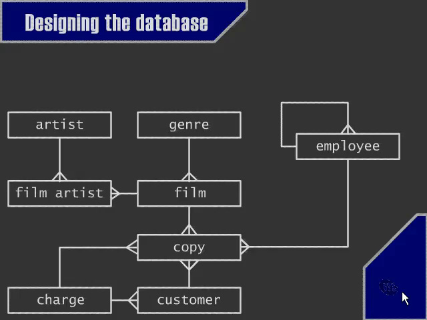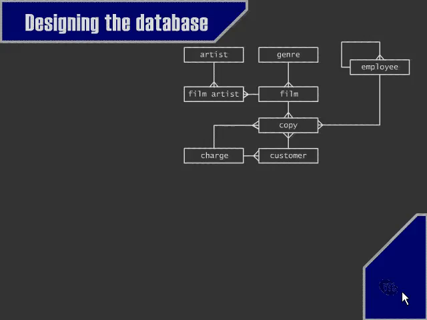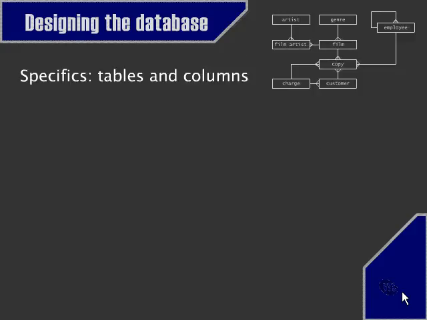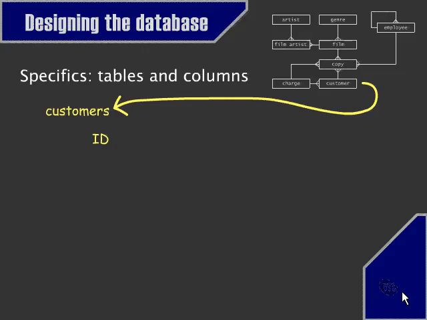Now that we've drawn up a workable entity relationship diagram, let's take a look at the specifics of some of these entities and start converting them into MySQL tables. First of all, we're going to look at the customer entity and try and translate that into a customers table.